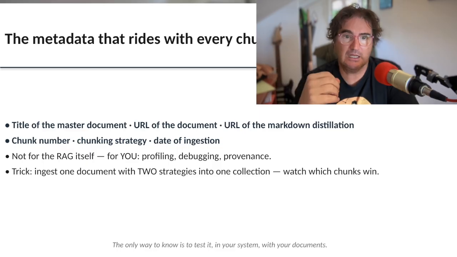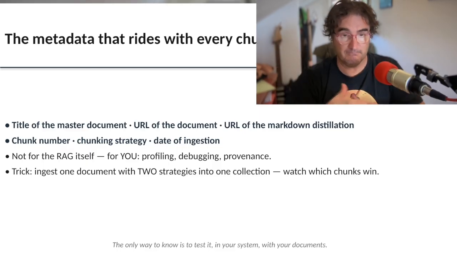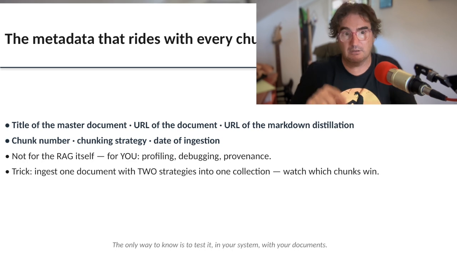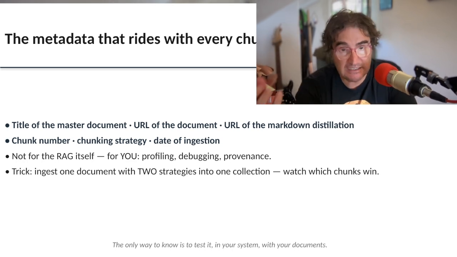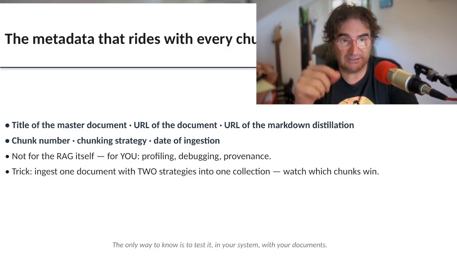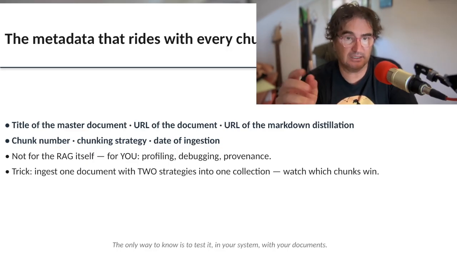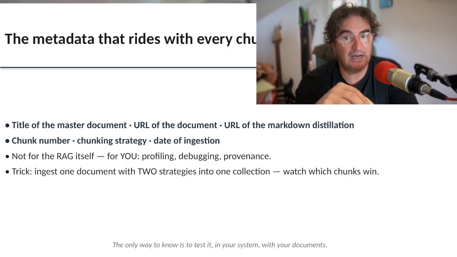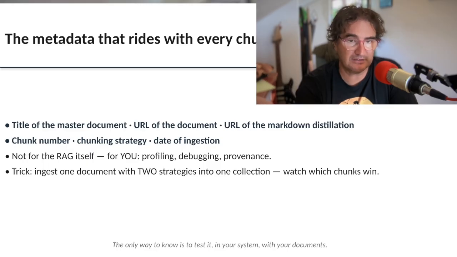But for instance, the title of the master document: if one chunk is extracted out of a document, you say this chunk belongs in this document. And you can have, for instance, a URL. If you stored the document in a place where you can link it, then provide the link of the document. Or if you have a distillation in Markdown, then you can provide a link to the Markdown of the distillation.